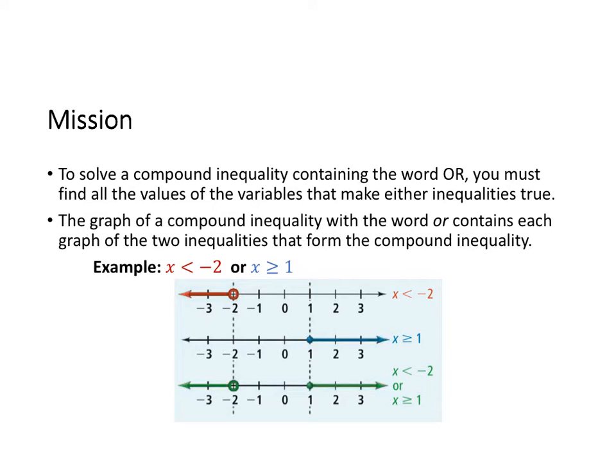When we solved AND compound inequalities, we were looking for values that made both inequalities true. In an OR compound inequality, we're looking for values that will make either inequality true. Here's an example of what an OR compound inequality looks like. Review that, and pause the video if you need to get this information down.